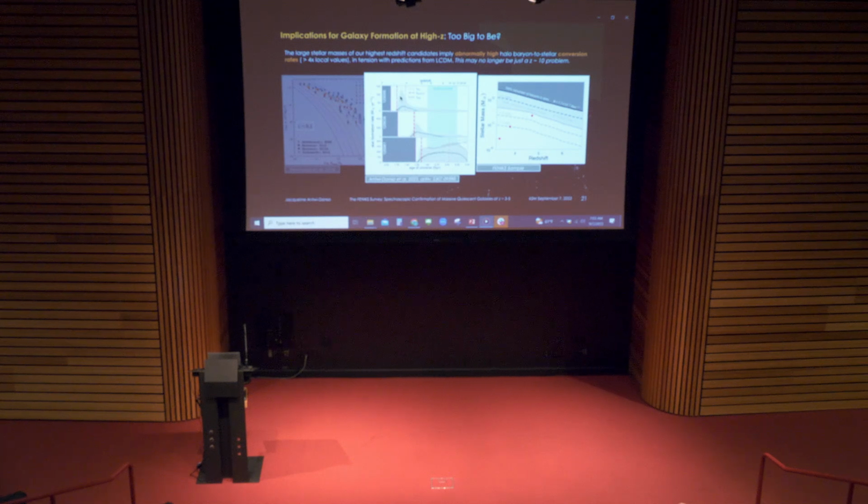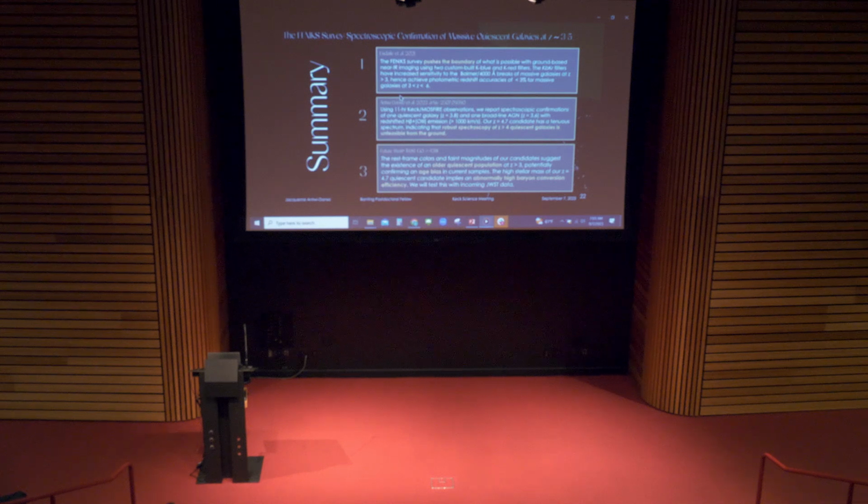So in summary, I've presented some results from the Phoenix survey, which employs 2 custom filters to increase the sensitivity to the Balmer break of quiescent galaxies at redshifts greater than 4. We used 11-hour Keck observations to report spectroscopic confirmations of 1 quiescent galaxy at redshift 3.8 and 1 broad-line AGN at redshift 3.6. The broad-line AGN has a velocity offset in H-beta and [O III] emission of greater than 1,000 kilometers per second, which indicates a pretty significant outflow at these redshifts.